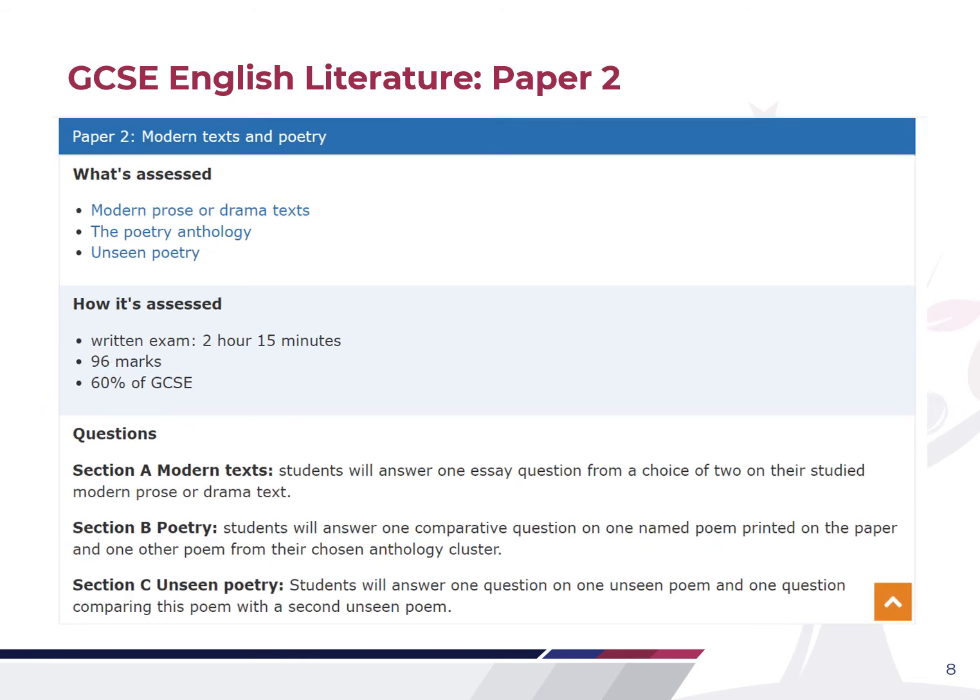English Literature Paper 2 is a slightly longer exam at 2 hours 15 minutes, and it's worth 96 marks or 60% of the GCSE qualification. There are 4 questions in 3 different sections. Students have to write an essay on their modern text with no extract. Then they must compare 2 poems from the poetry anthology. Then they must write about an unseen poem that they've not seen before, and then a very small question at the end where they compare 2 unseen poems. So quite a busy exam, but we work towards this across year 10 and 11.